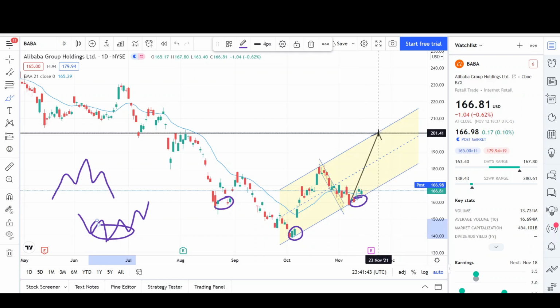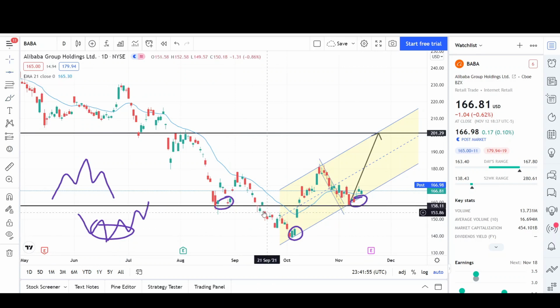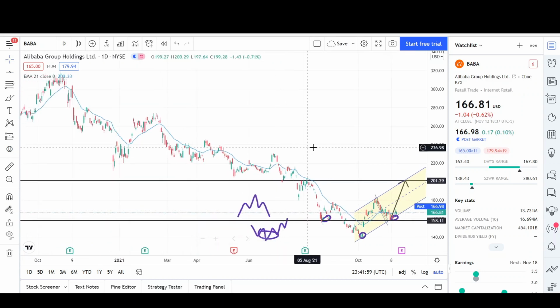But as of right now, it looks like I'm sticking with my $200 price target. Let me just zoom out a little bit more on this chart. But first, let me put this horizontal line where the bulls are defending this 158 level, and that's like the neckline for that head and shoulder pattern. Let me just zoom out again.